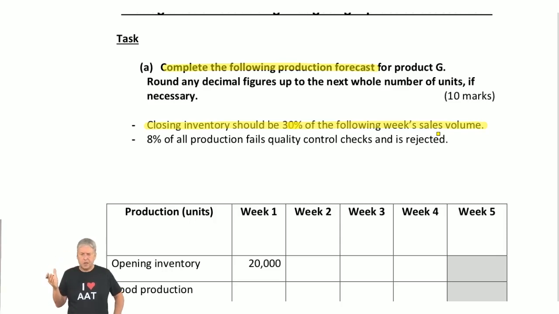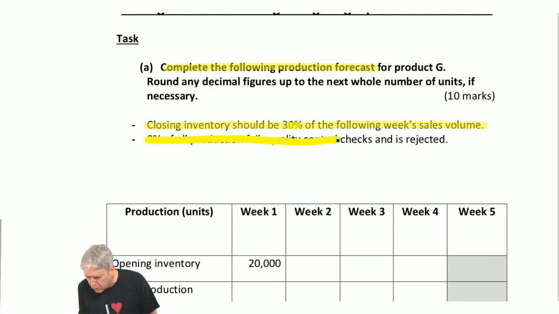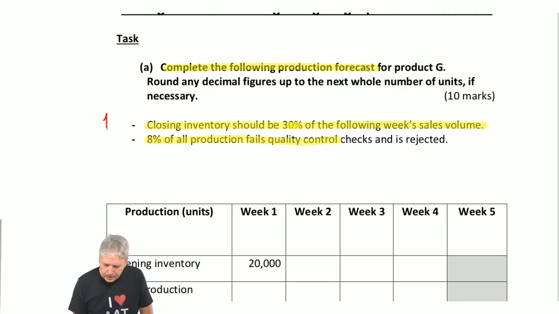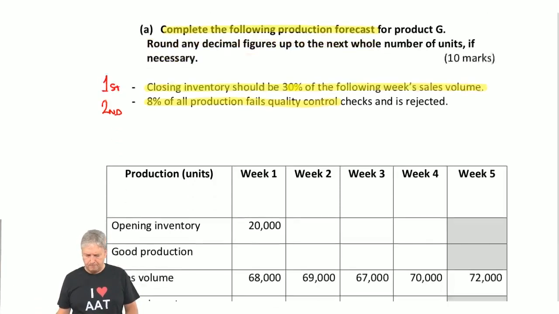Oh, okay, fair enough. So we're just given a relationship between sales on the one hand and what our stock would be at the end of that period. And we're also told 8% of all production fails quality control checks and is rejected. So hold on a moment. Presumably this failure is going to happen before they go into stock. So I think what that means is we can do this one first and then this one second. It should be quite straightforward, and we would expect it to be ordered so by the examiner.